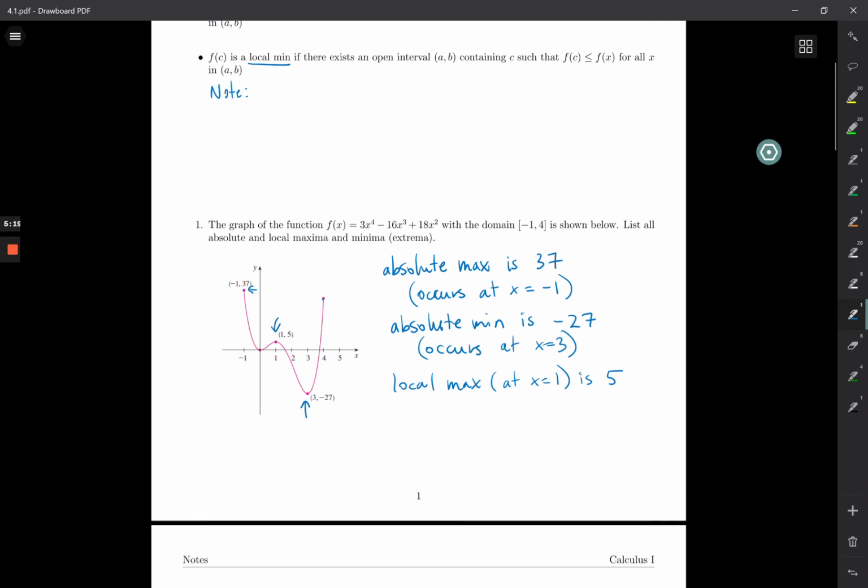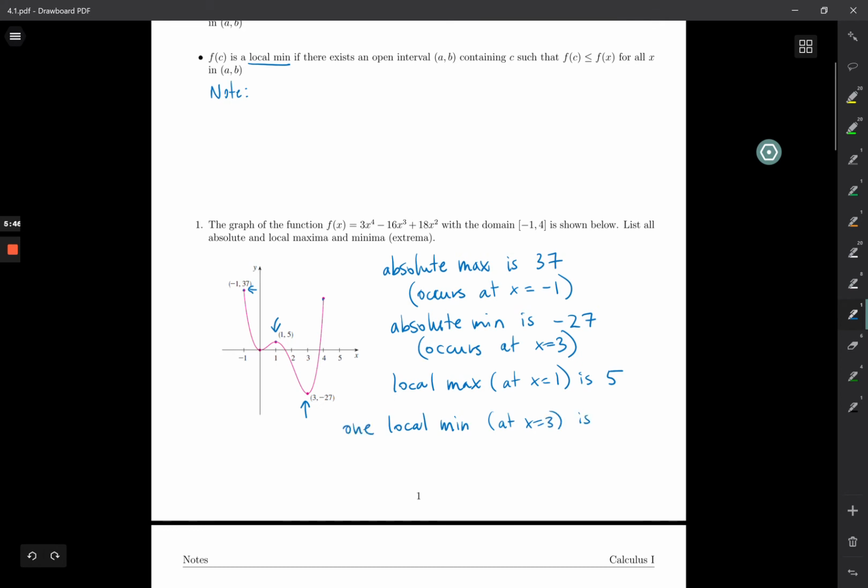And we have also local minima. So we'll start with this one. This one was an absolute min. It is also a local min, right? So we have a local min that's at x equals 3.